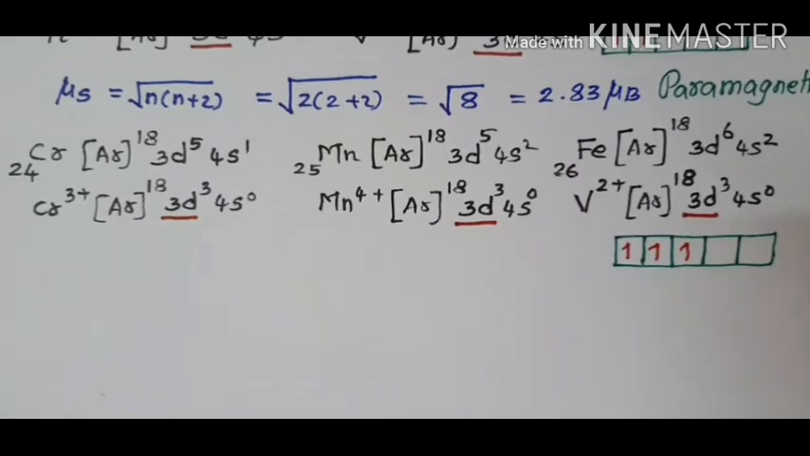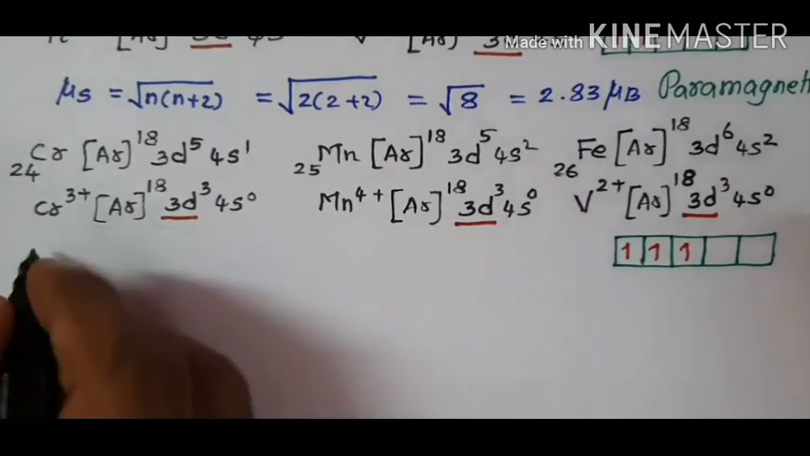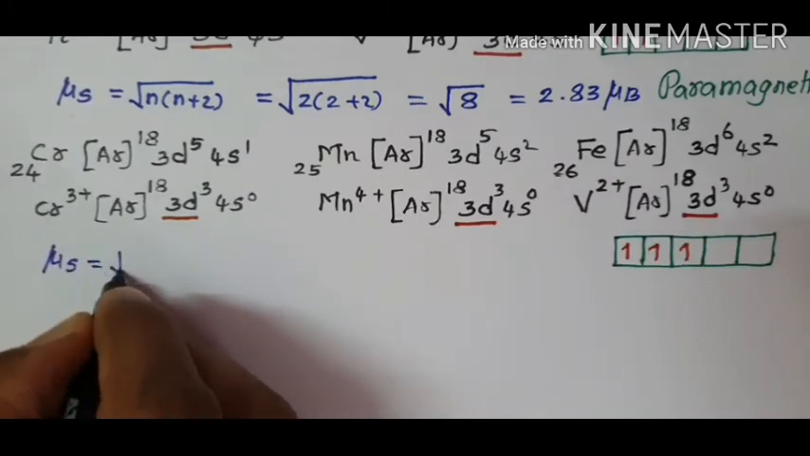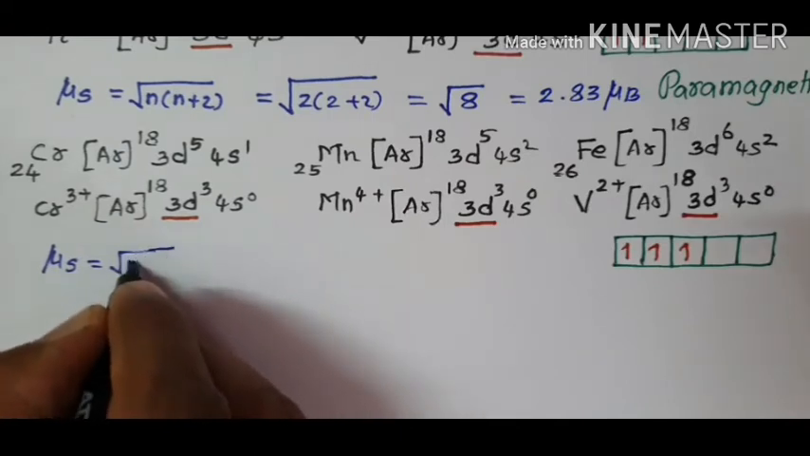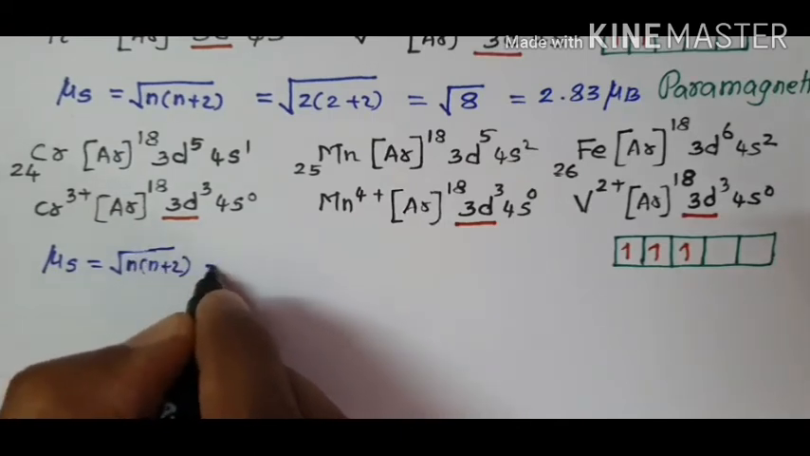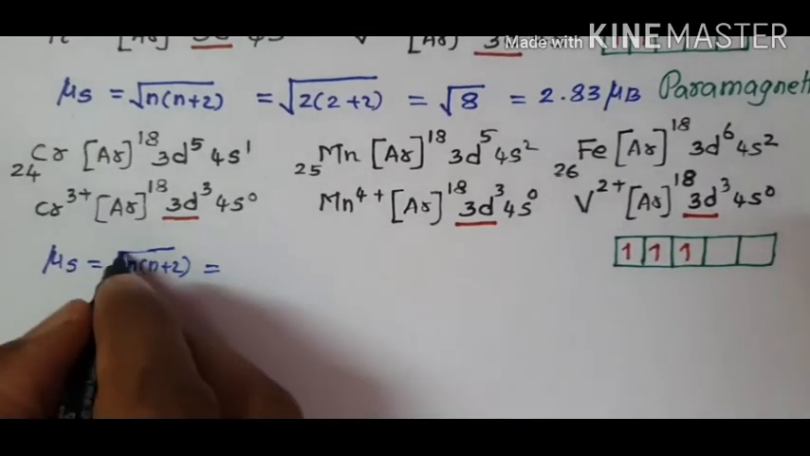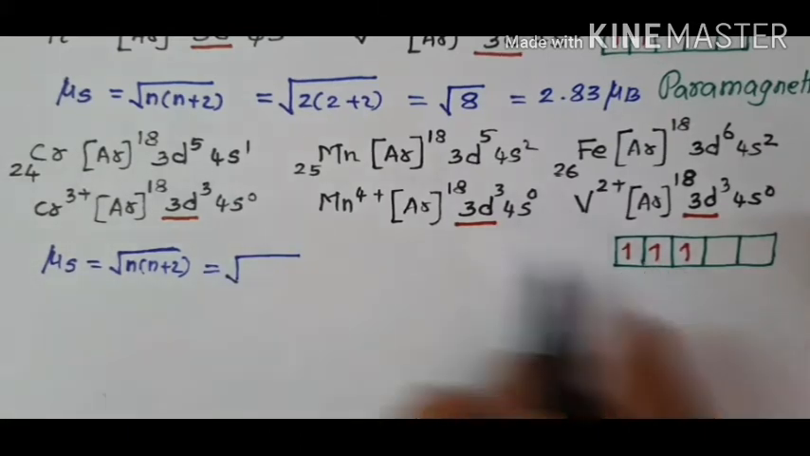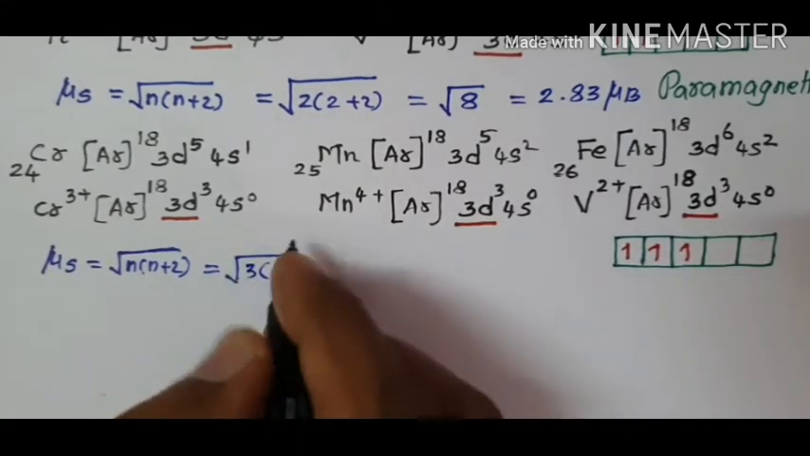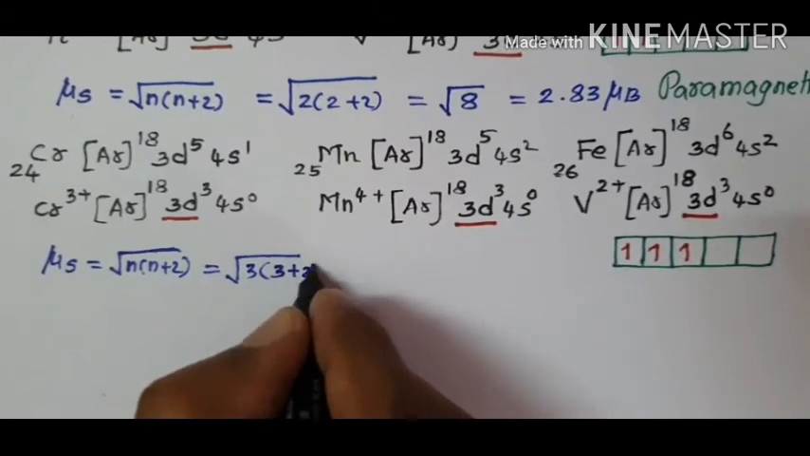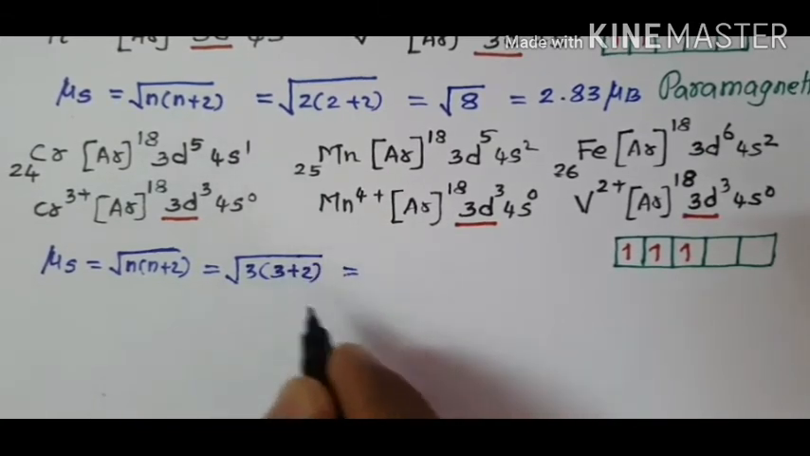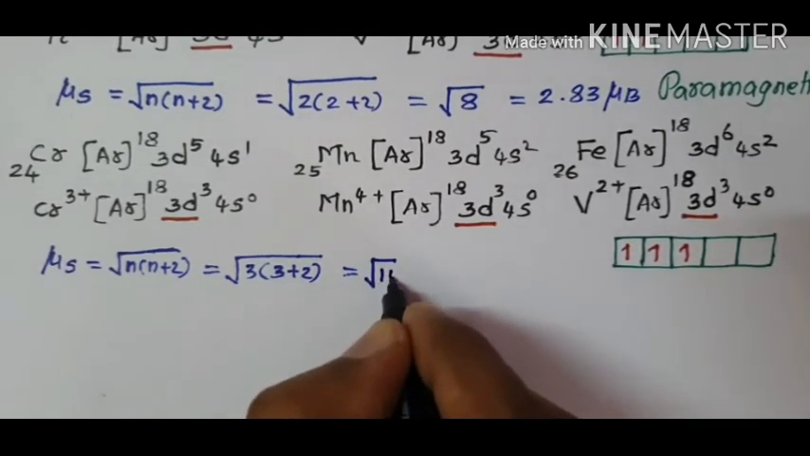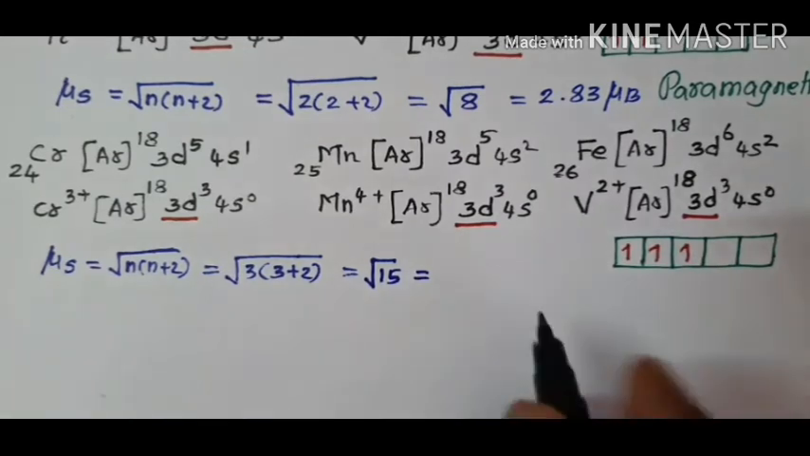Now calculate the spin only magnetic moment. Spin only magnetic moment mu s equal to root of n into n plus 2 Bohr magneton. What is our n value? Number of unpaired electrons: 1, 2, 3. 3 into 3 plus 2 equal to 3 into 5, root 15. What is the value of root 15?